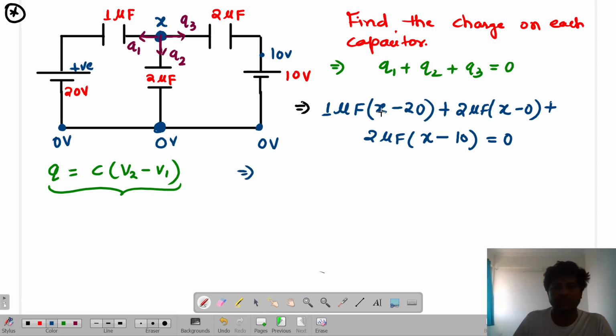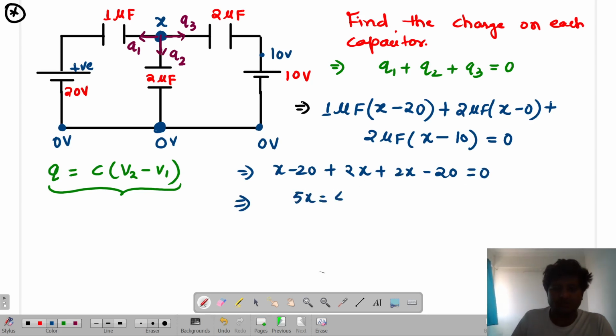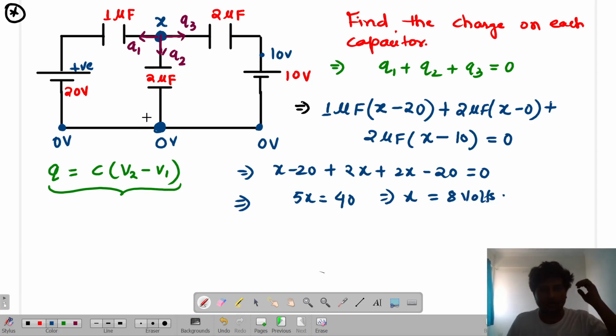So what I got? This is X minus 20 plus 2X plus 2X minus 20 is equal to 0. So this is how much? 5X is equal to 40, and this implies X is equal to how much volts? 8 volts. Is that clear? So I got my potential at X or not? Then what is charge Q?